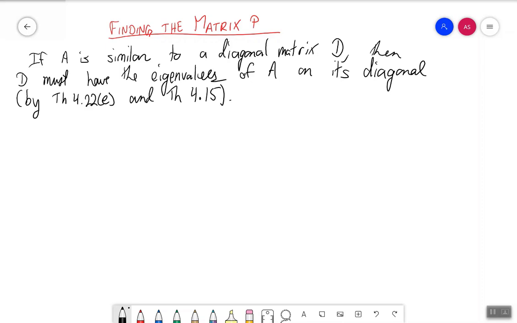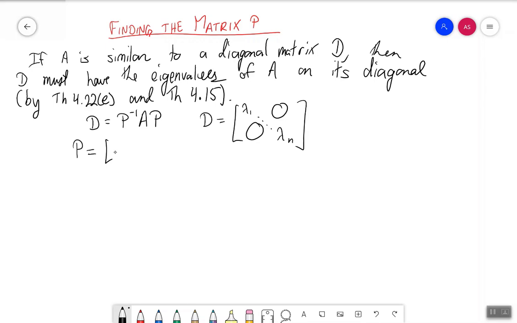So, writing D equals P inverse AP, and D is a diagonal matrix whose diagonal entries are the eigenvalues of A, lambda 1 through lambda n. Write P equals [P1 ... Pn]. Then AP is equal to PD.